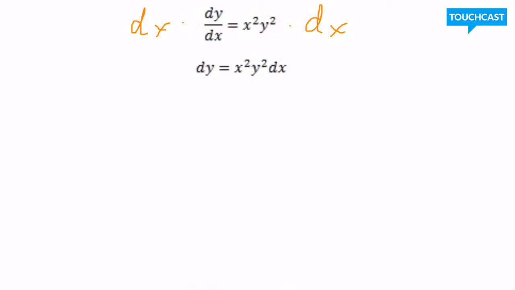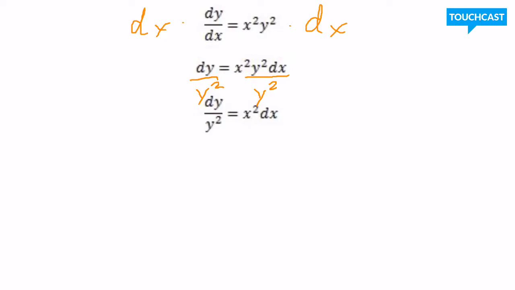Now I'm going to try to get all the y's over to the left. On the right-hand side, that y squared factor is multiplying, so I'm going to divide both sides by y squared to get my new equation, which is dy over y squared equals x squared times dx. Notice now my variables are separated.